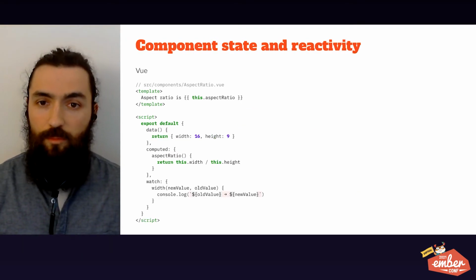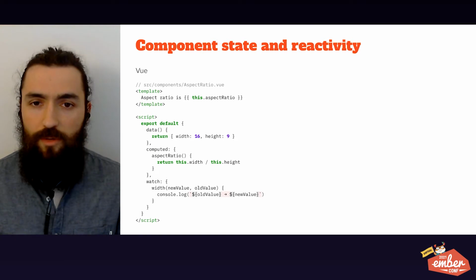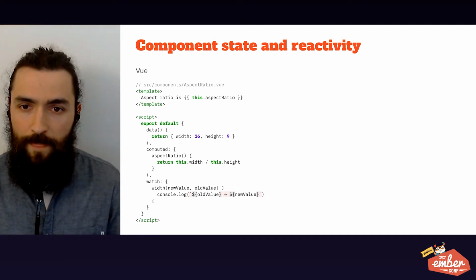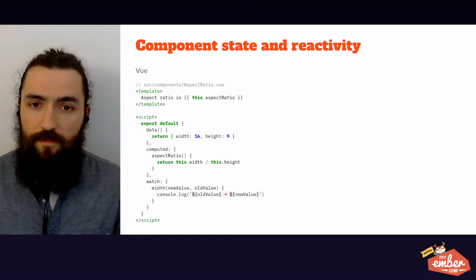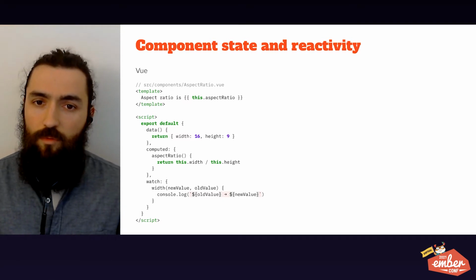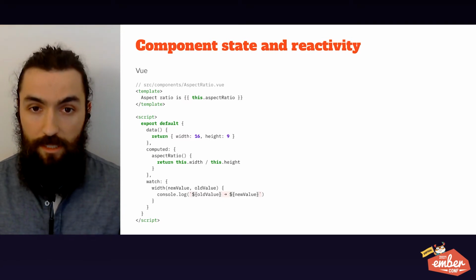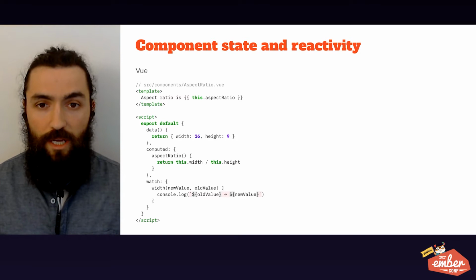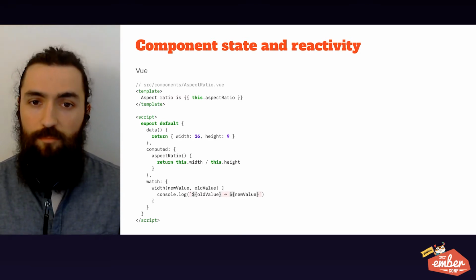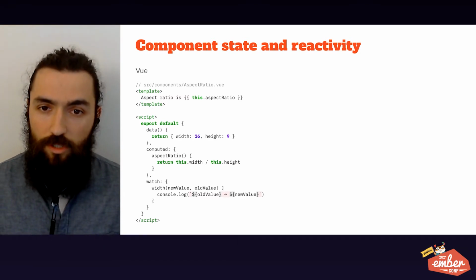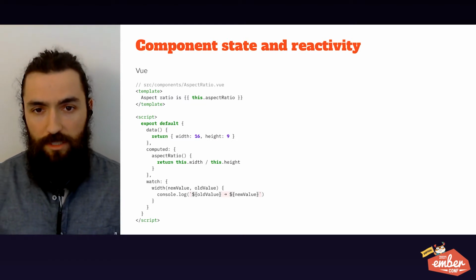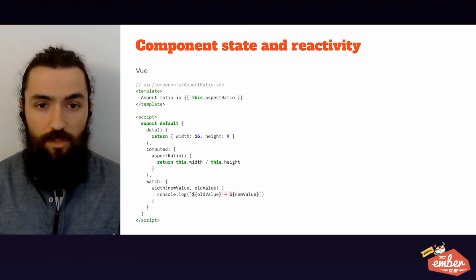Now that we have components and we're passing data into them, how about tracking state and reacting to changes? Here we have a single file component in Vue with a starting state defined by data, a computed property that reacts to any of those properties changing, and a watch that looks into a reactive property and gets triggered whenever its value changes.